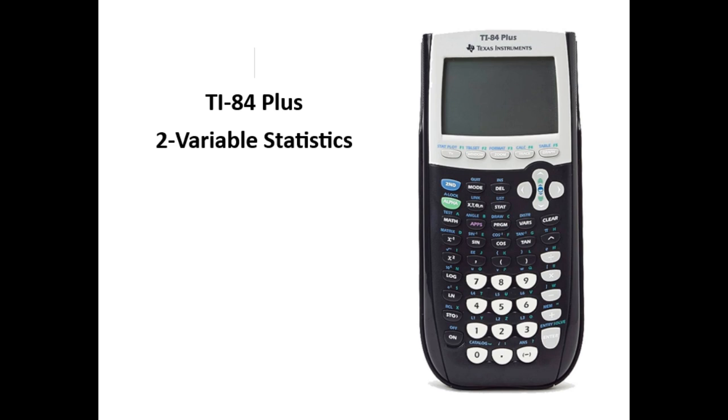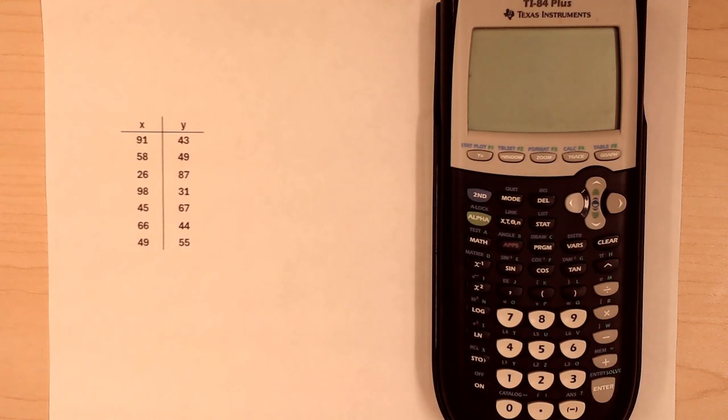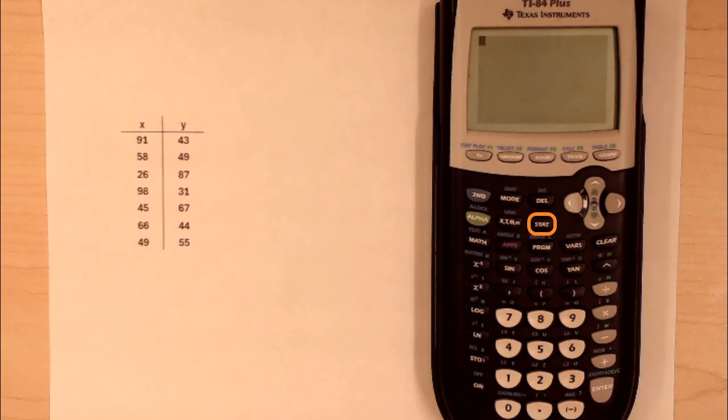This video covers how to use the TI-84 Plus for two variable statistics. We have data for the variables x and y, as seen on the screen. The first thing we will need to do is turn on the calculator, and then we will need to press the Stat button to get into the statistics functions.